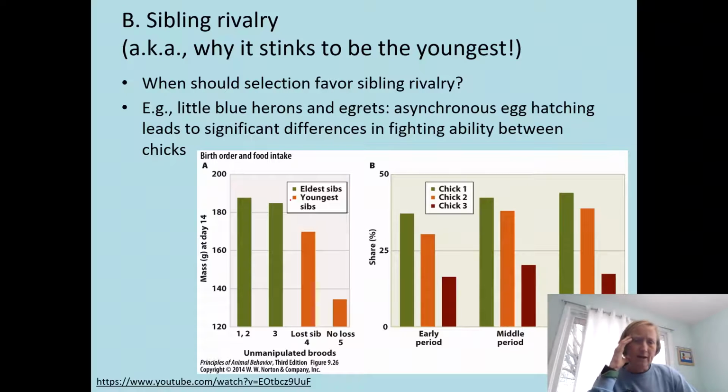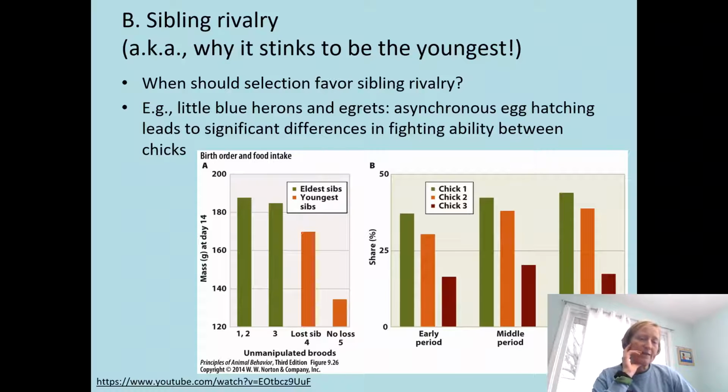Okay, so if we look at something like, and I think these are the little blue heron experiment, something like their size at day 14 versus what the eldest siblings look like versus the last sibling.